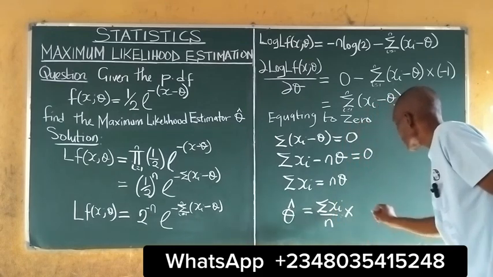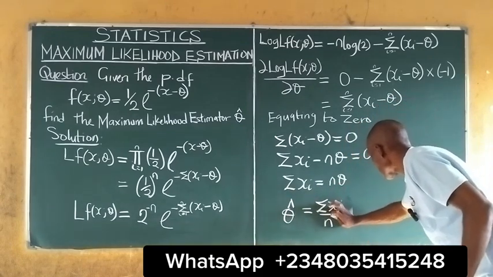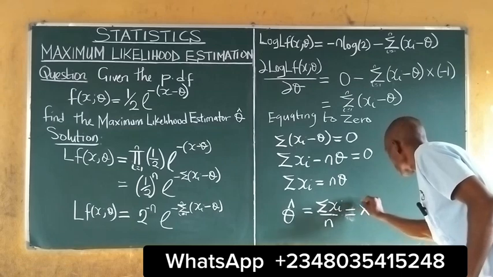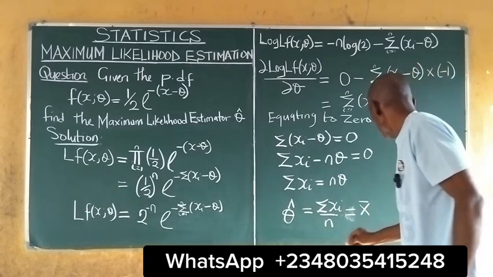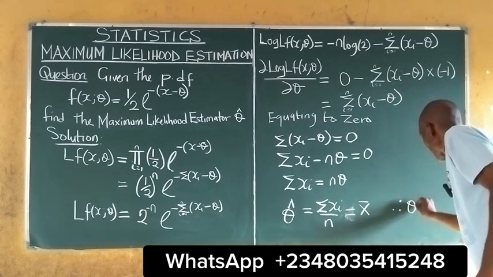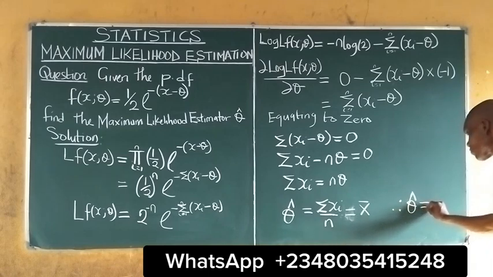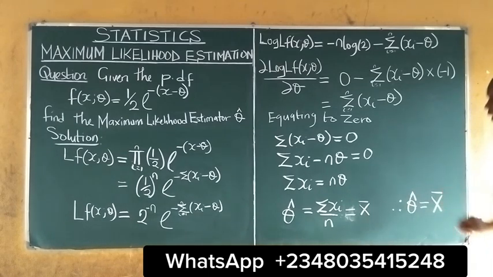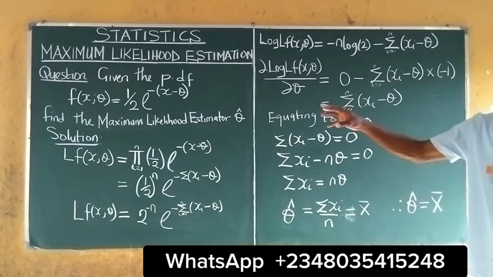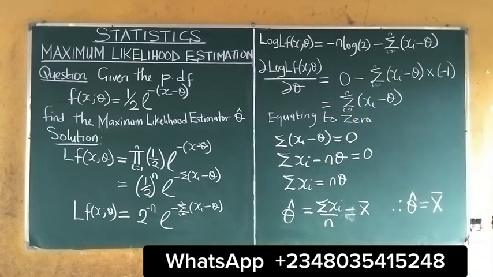This same thing is equal to the mean. It then means that, therefore, our theta estimate is equal to x bar. So this is how we can compute the maximum likelihood estimator for this type of function.